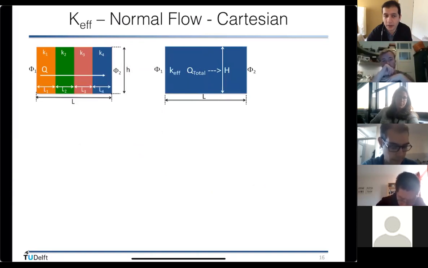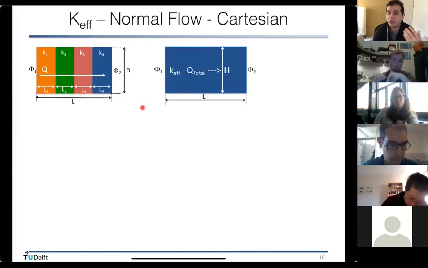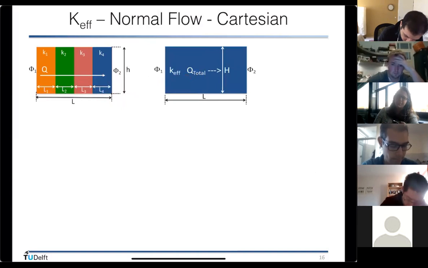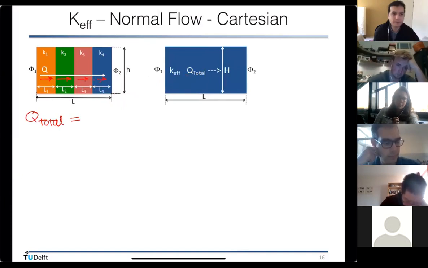The length instead of H? Well, we have this L, of course, so each L is different and the summation of L1, L2, L3 and all of them would be capital L. What can we say about flow rate? Is the total flow rate the summation of the individual flow rates of these layers, or different? What can we say about Q total, in relationship with the flow that crosses sample 1, sample 2, sample 3, sample 4?